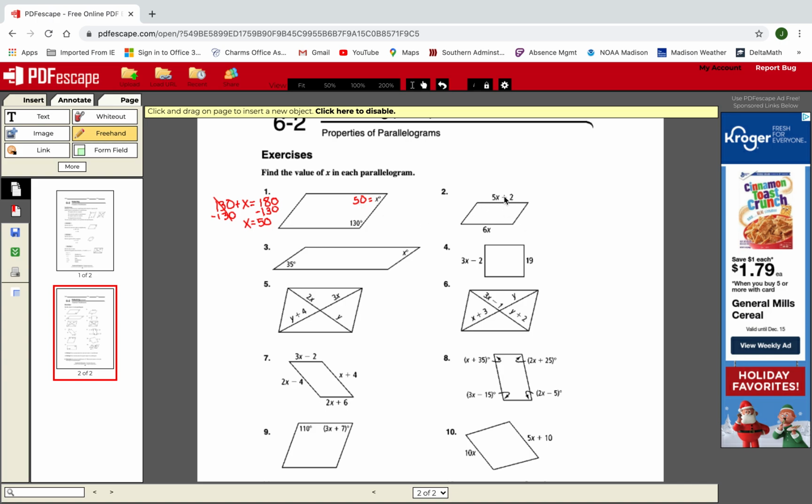All right, here, opposite sides are congruent, so I know that these equal each other. So I know that 5x plus 2 equals 6x. So I simply need to solve for x by subtracting 5x from both sides. Minus 5x here, minus 5x here. Okay, so these cancel out. Bring down my 2. And on the right side, 6x minus 5x is just x. So now I have the value of x.